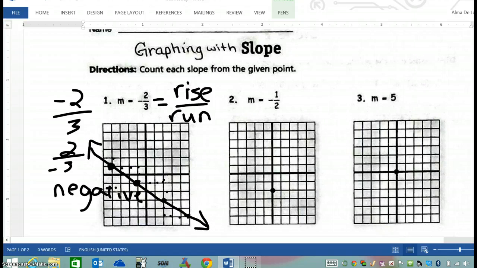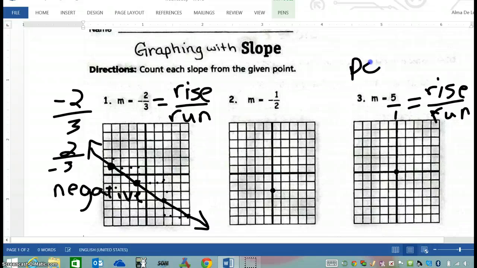Let's do number 3 together. One of the things you will notice is that you're just given a number. The slope is 5. We can also say this is the same thing as 5 over 1. So I know that slope is the same as rise over run. This is a positive slope, and because of that, I know that when I graph this line, my line is supposed to be going up.